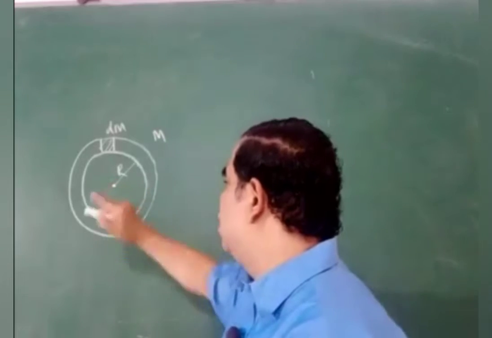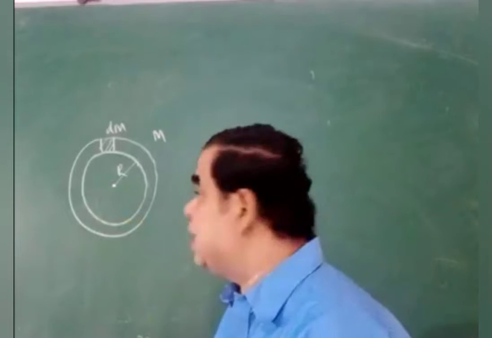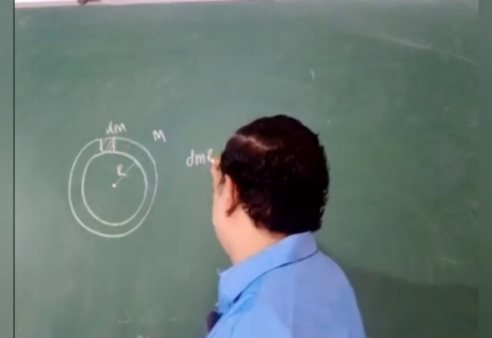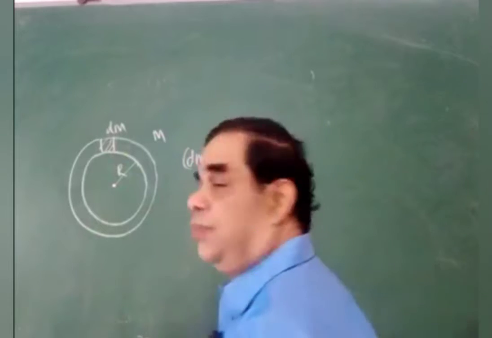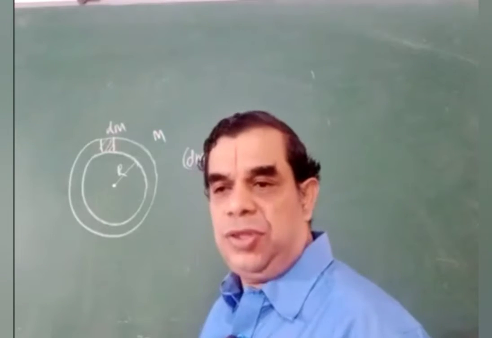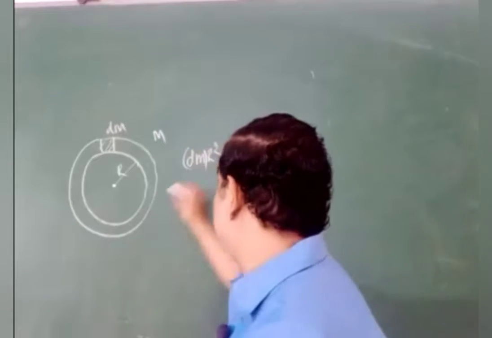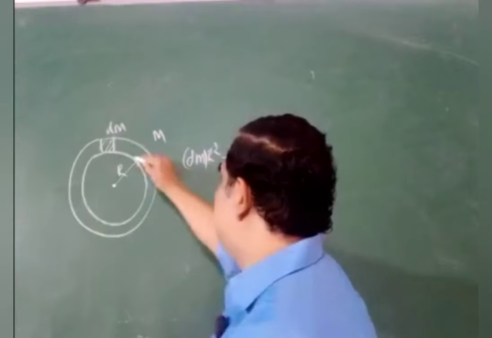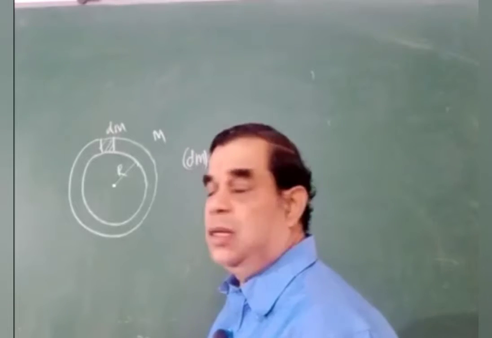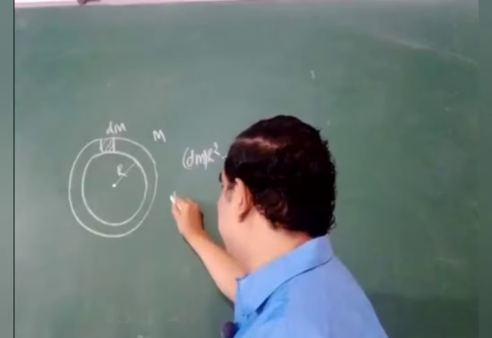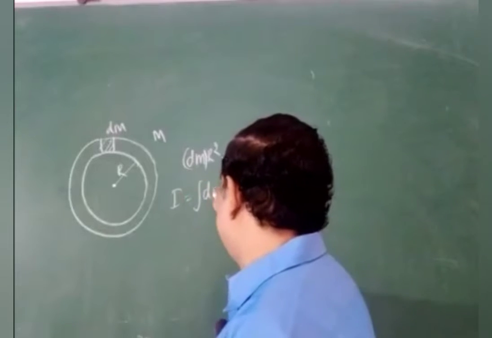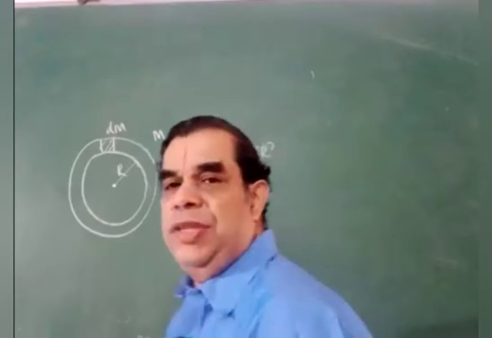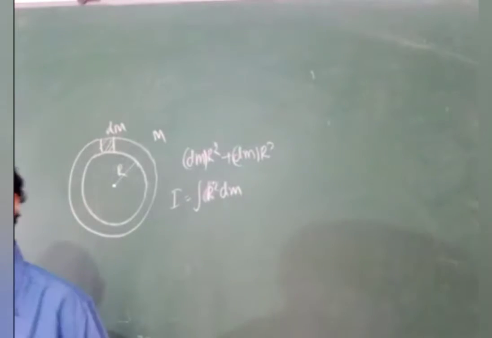Therefore, now moment of inertia for this dm, I write dm r square. Is that right? Mass into radius square, distance square, plus dm r square, like this. I can write for all the dm's what we have there. That means you are supposed to integrate this. I is integral of r square dm, with respect to mass only, because r is constant.